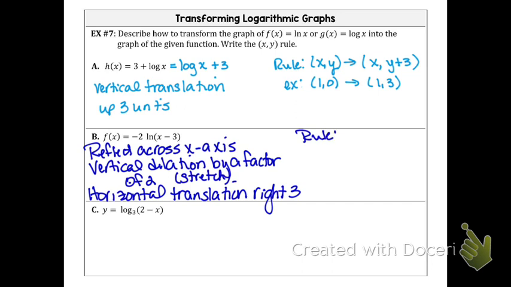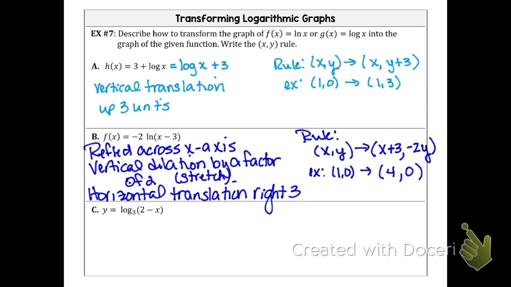And so our rule with x, y, so we can see that inside with x we have an x minus 3, so that means my x's we're going to add 3. And then my y's just have that negative 2 at the beginning, so it's just going to be negative 2 times y. So if we had an example, if I had the ordered pair, let's say again 1, 0. Now I do 1 plus 3, which is 4, comma, negative 2 times 0, which is 0. That would be my new ordered pair.